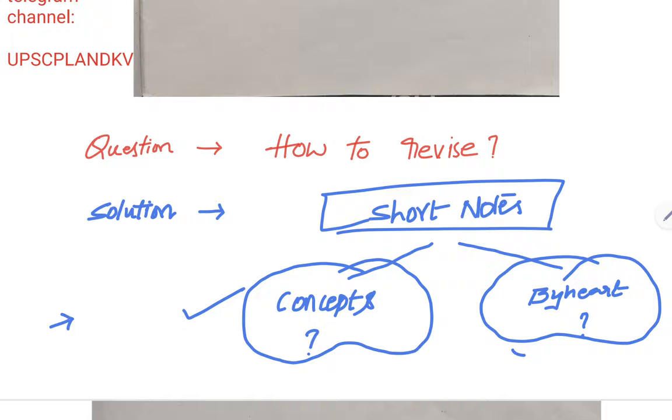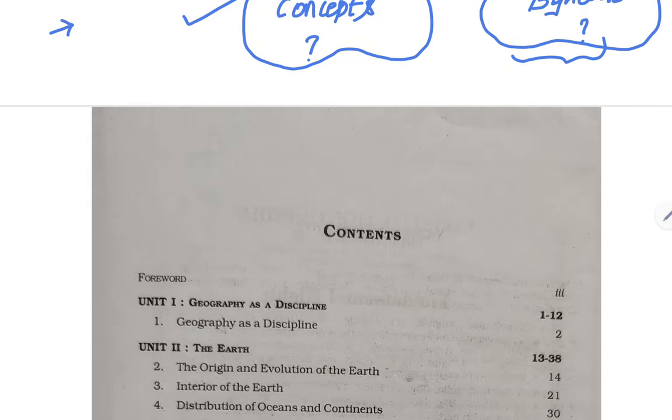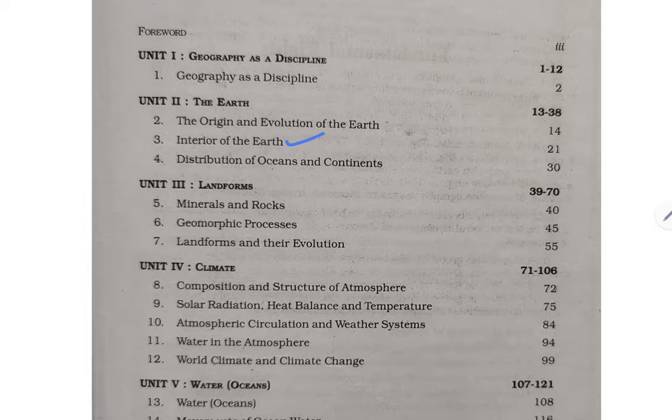And for other things which you need to by heart, for example, you take this chapter, interior of the earth, you will be learning about volcanoes, earthquakes. You will be learning about rocks and minerals in this chapter, and geomorphic processes where you learn about depositional landforms or erosional landforms. All these kinds of things are by hearting things, right? So you cannot make short notes for these kinds of things. Hardly you can make some flowcharts or some pinpointed things.